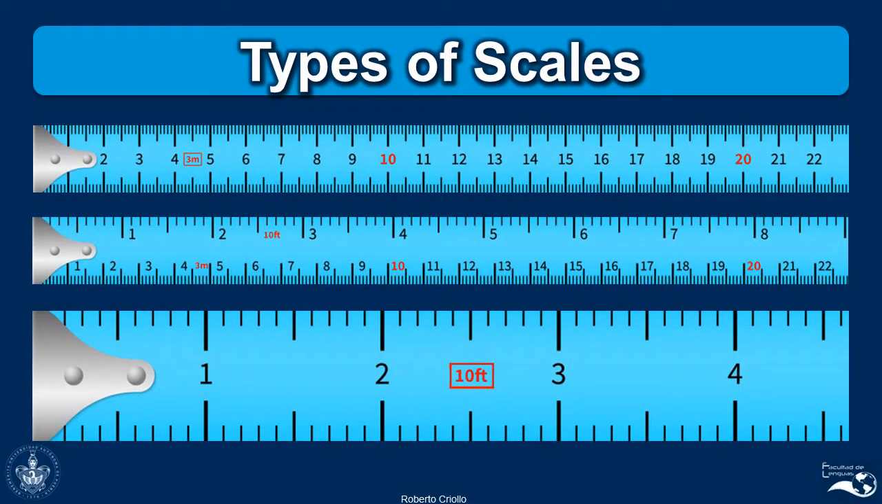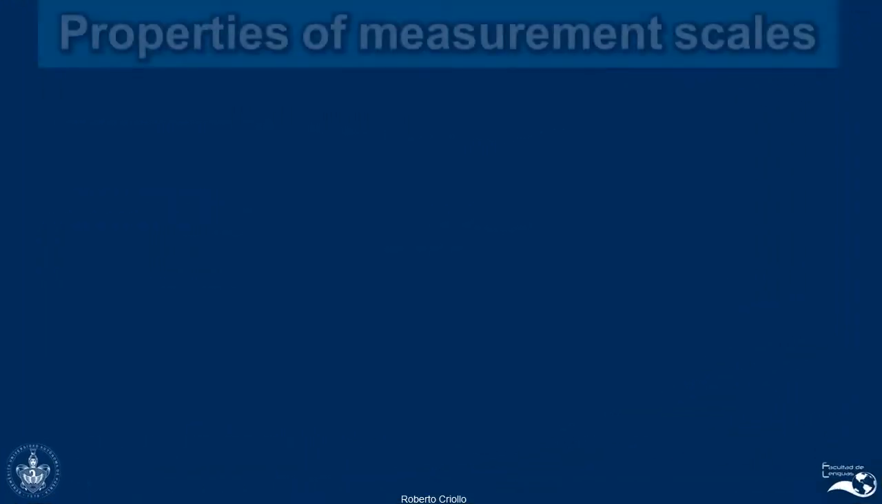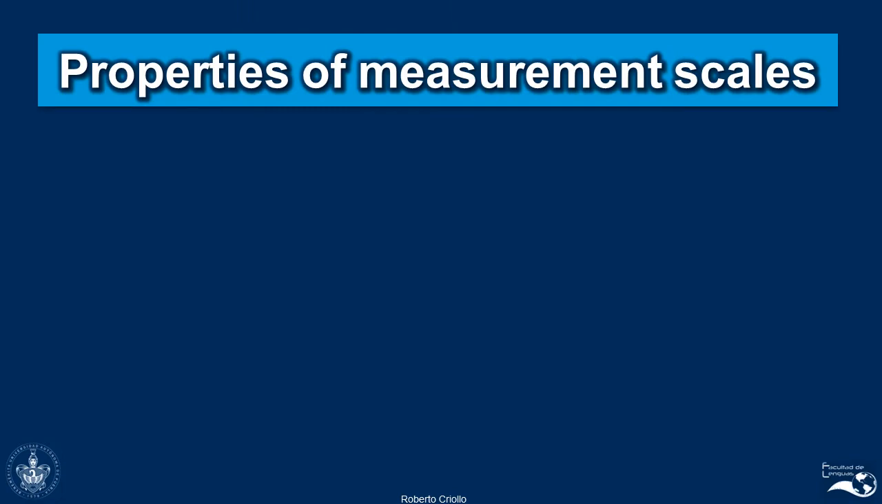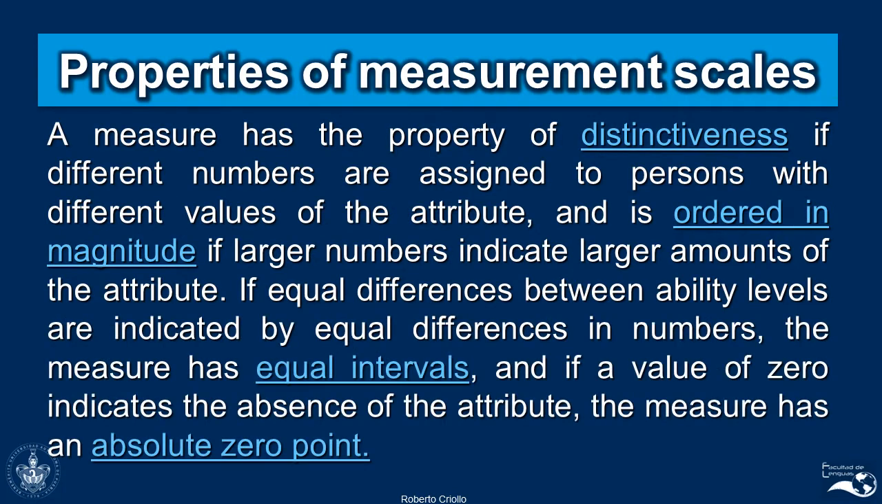Hello class, in this lesson we're going to be looking at the different types of scales. First of all, let's remember that there are 5 important properties of measurement scales. The first one is distinctiveness. This means that different numbers are assigned to persons with different values of the attribute that we're measuring.